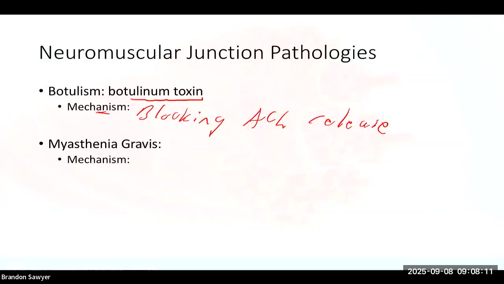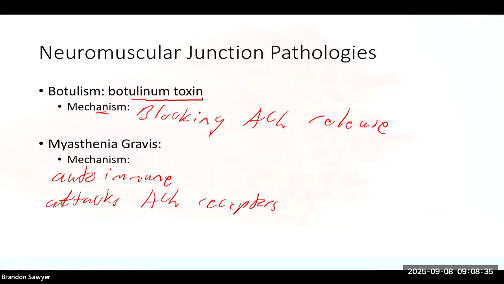Myasthenia gravis is an autoimmune disorder. The immune system attacks the acetylcholine receptors, and it leads to destruction of the acetylcholine receptors. Right? And so if we destroy our acetylcholine receptors, we can't then contract muscle anymore.